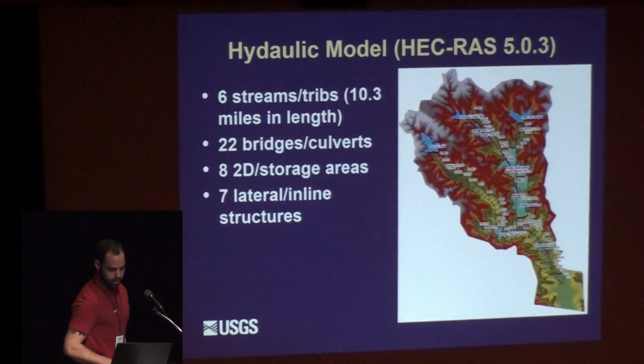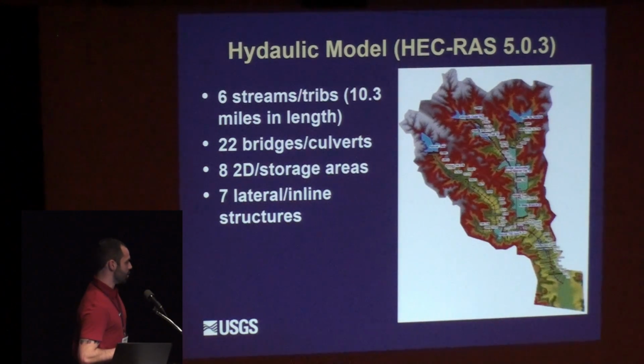So once the runoff model was calibrated and I was able to produce those design storm events, I moved on to the hydraulic model, which I used HEC-RAS 5.0. So this model contains the six different streams and its minor tributaries that come up here.